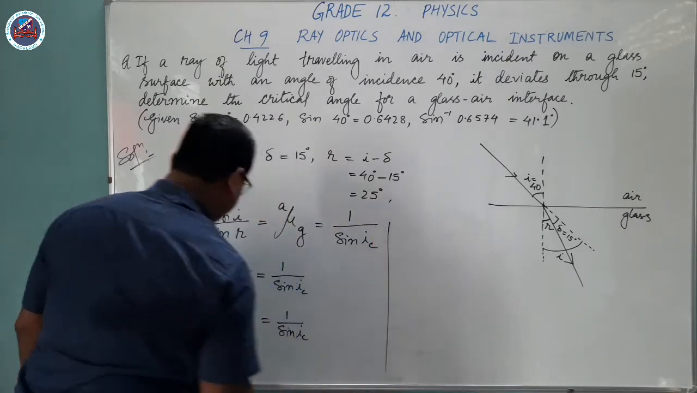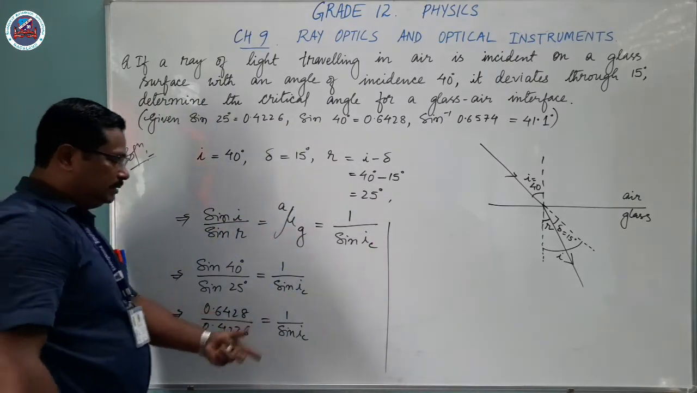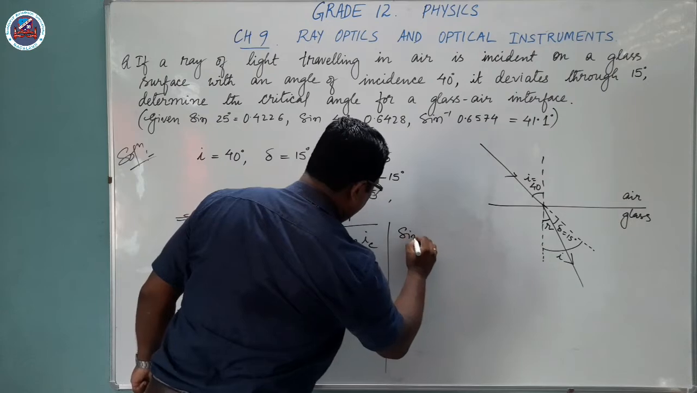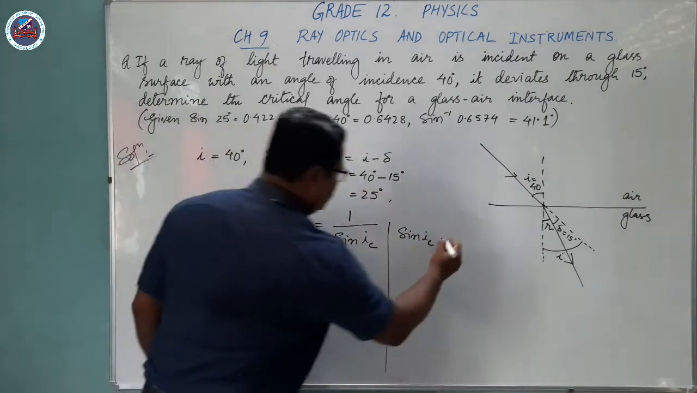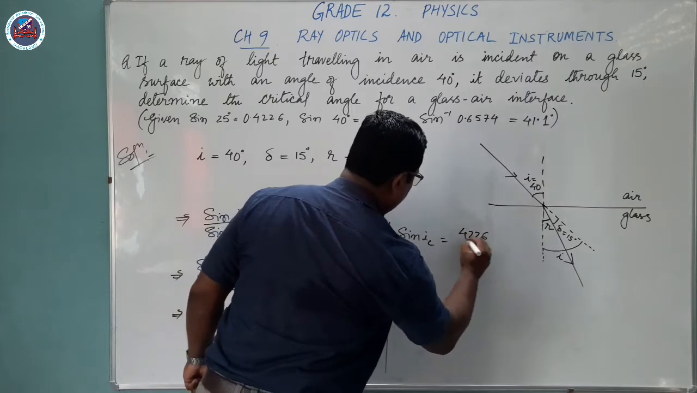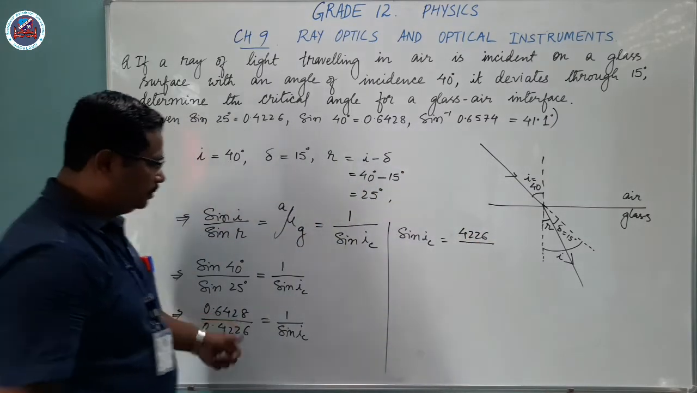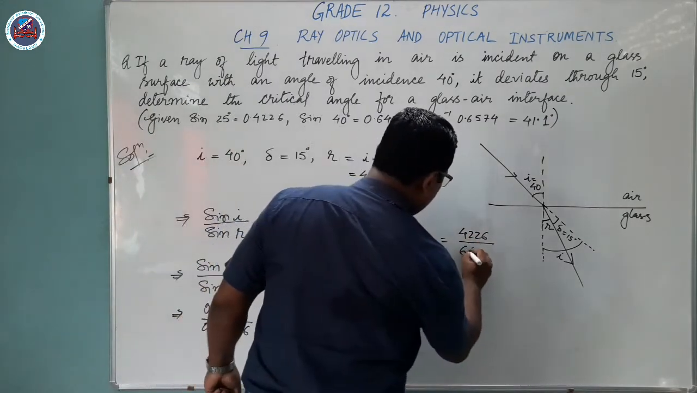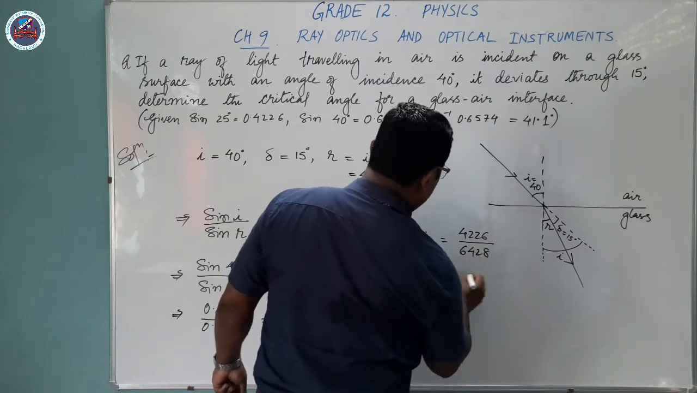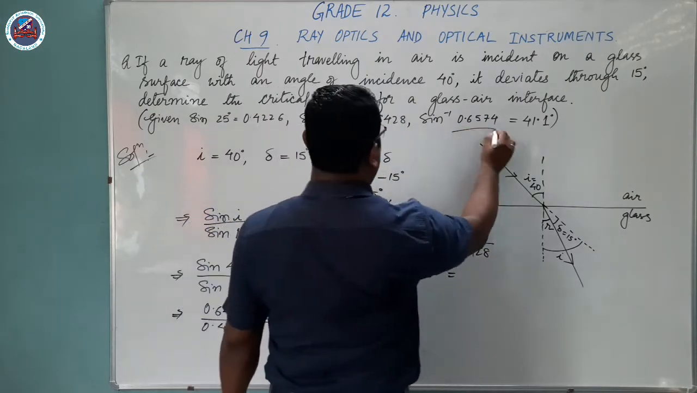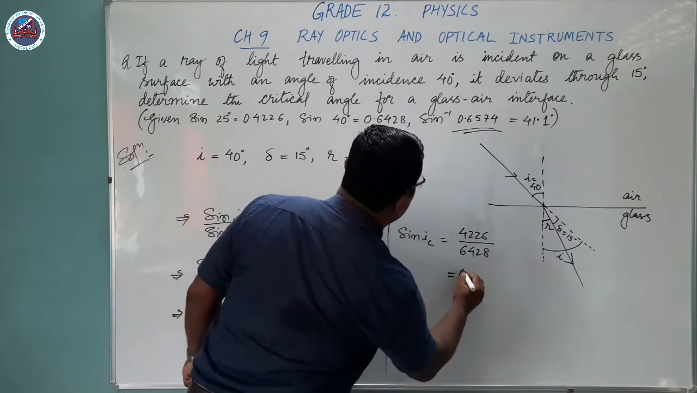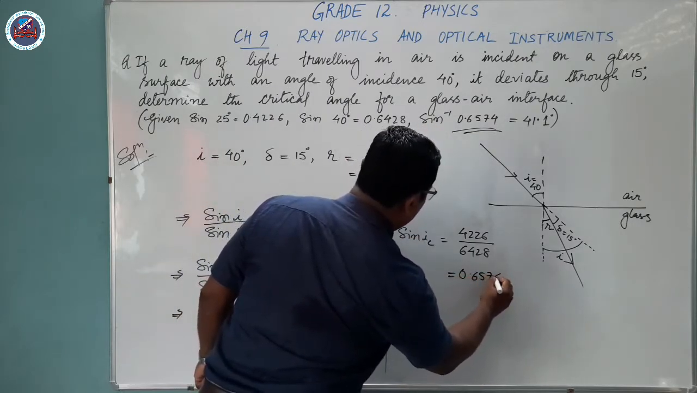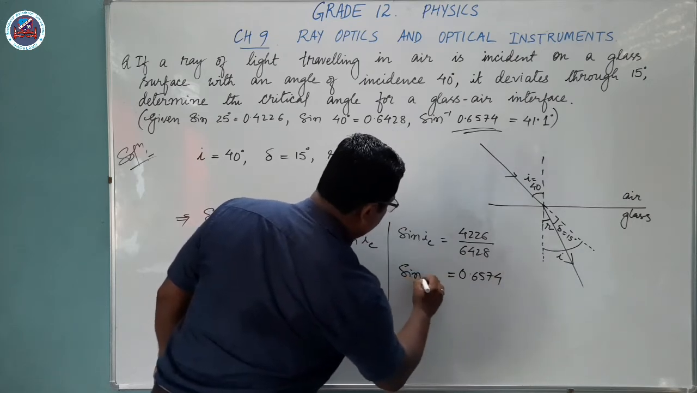So I'm writing here. We need the critical angle, so I'll make it sin IC, reverse it, then here also we get reversed. 4226 divided by 6428. On dividing these two values, surely you will get this value, sin IC is 0.6574.